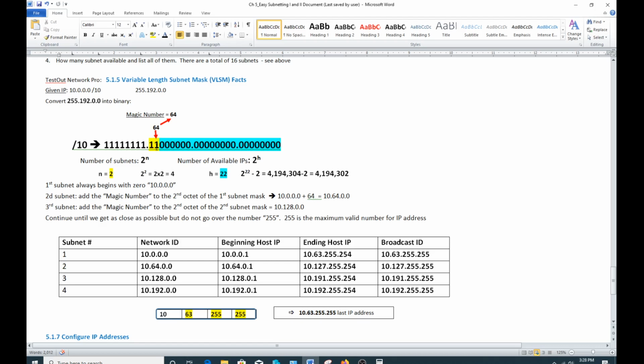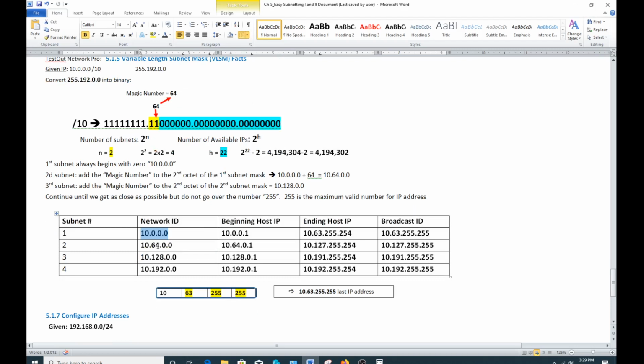What is the magic number? Well, the magic number is the place value of the first 1 bit on the octet that's changing, from the right to the left. So this is our first bit. The place value of that is 64. So our magic number is 64. So when we write out the subnets, we simply add 64 to the octet that's changing. Again, the octet that is changing is the second octet. So we get 10.64.0.0. The third subnet, we simply add 64 to that to get 128. And add 64 to 128, we get 192.